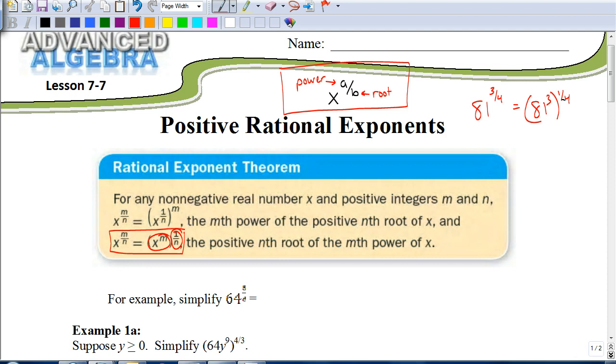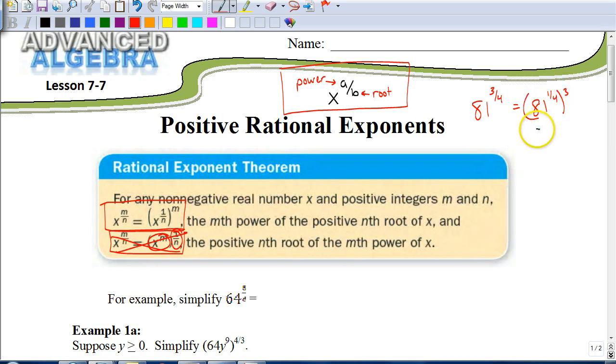Well, who wants to sit here, especially if you have to solve this problem without a calculator? Who wants to sit and take 81 times itself 3 times and then take the fourth root of it? That doesn't make any sense. So we're not going to use this method. This is the one that we're going to want to be familiar with. What this tells you is, again, we're going to take the rational exponent, the exponent that's a fraction, and we're going to break it apart into two pieces. The first part is the root. The second part is the power.